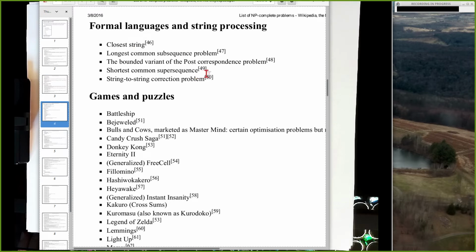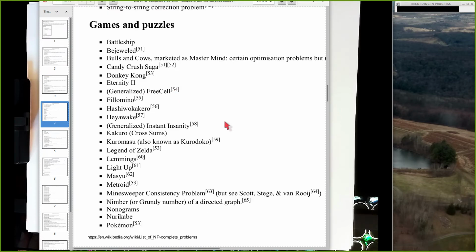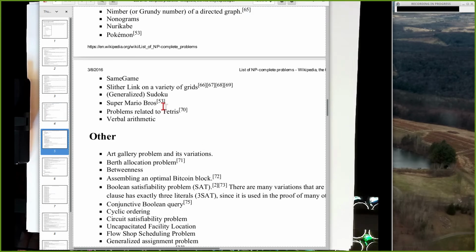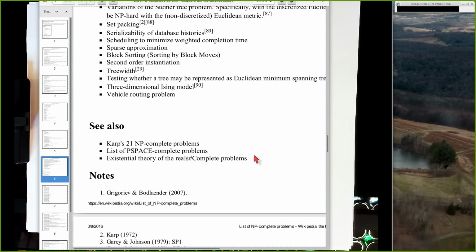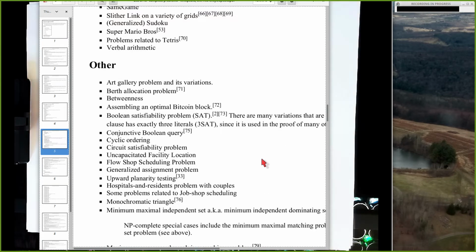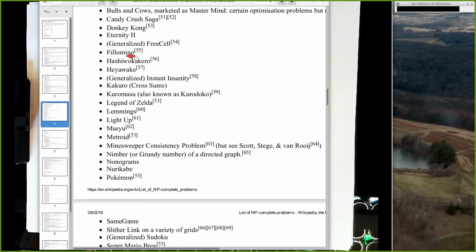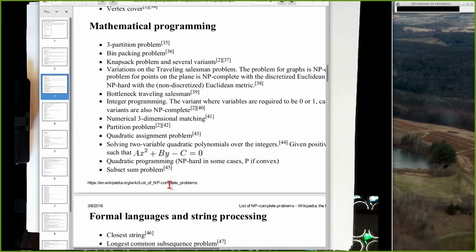String processing, shortest common subsequence, longest common subsequence. A bunch of games, Battleship, Bejeweled, Candy Crush Saga, I think Pokemon's in here, Pokemon. Legend of Zelda, right? Super Mario Brothers, now you know it's good. And other problems, map coloring problems, all kinds of weird things, right? And all these problems are solvable in poly time on a non-deterministic Turing machine. And if somebody discovers a poly time algorithm for solving any one of these, that will lead to a poly time solution for solving all of these.